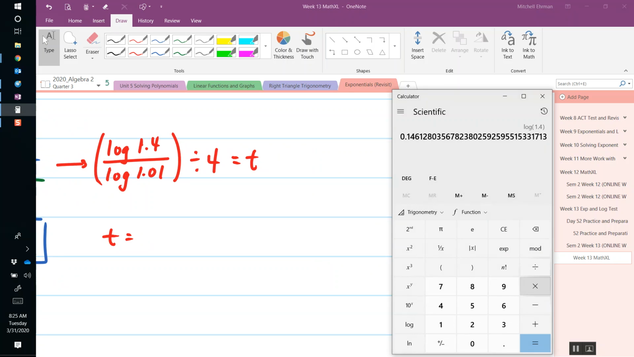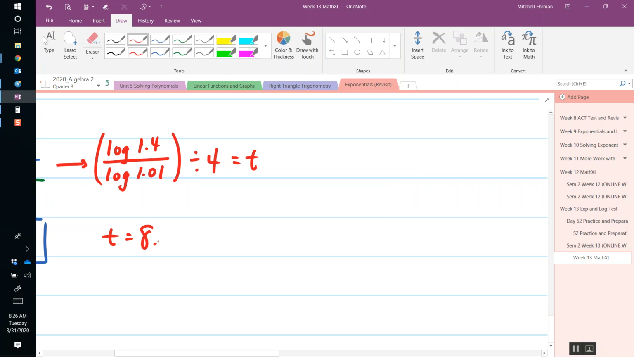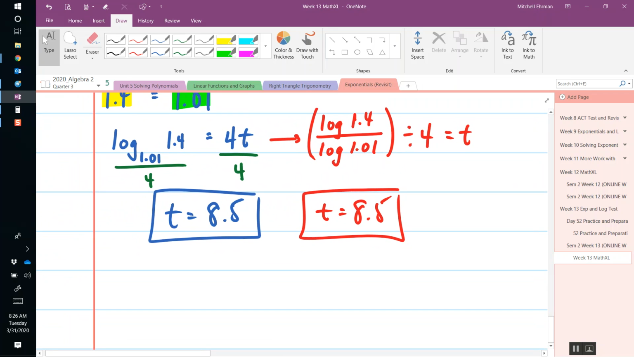1.4 log divided by 1.01 log. Then you have to press the equal sign on this calculator, and that completes this mini calculation, the log of 1.4 divided by log of 1.01. That result needs to be divided by 4, and again, we see the result 8.5 when rounded to the first decimal point, or the tenths place.